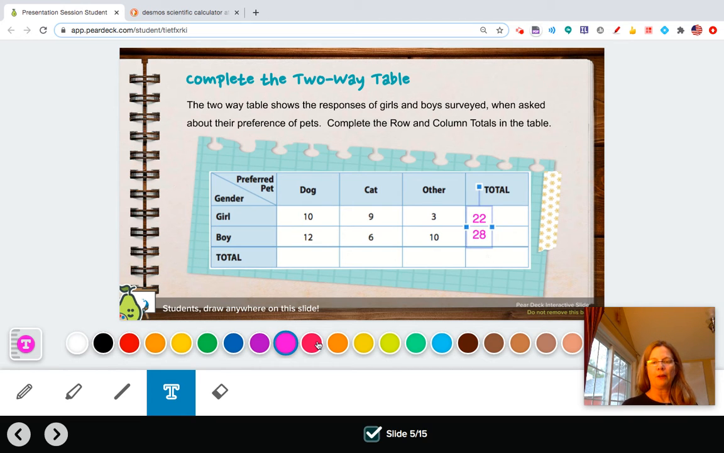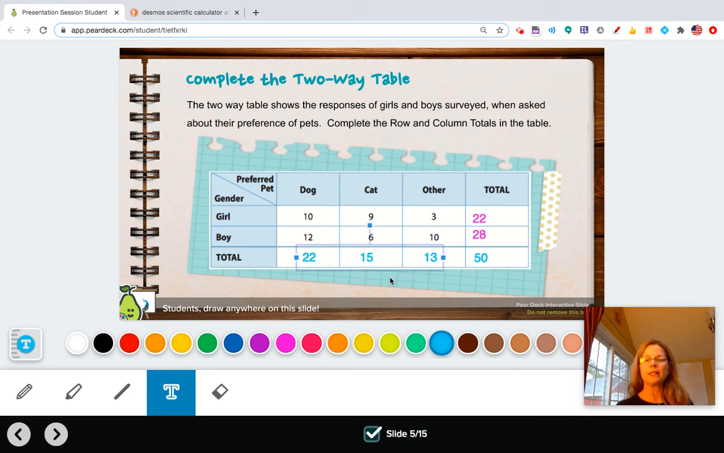And the total there, I'm going to put in dark blue. 22 plus 28 looks like 50 students were surveyed. Now let's see how many students preferred the dog, the cat, and other, and let's use cyan blue for this. So how many students preferred dogs? 22. Cats, there were 15 cat lovers in this class, and 13 students preferred other kinds of pets.